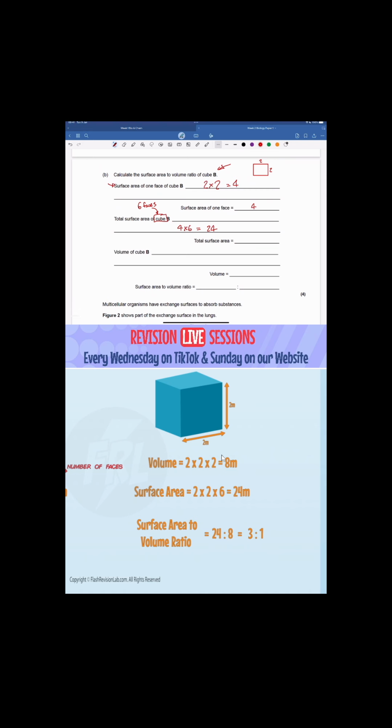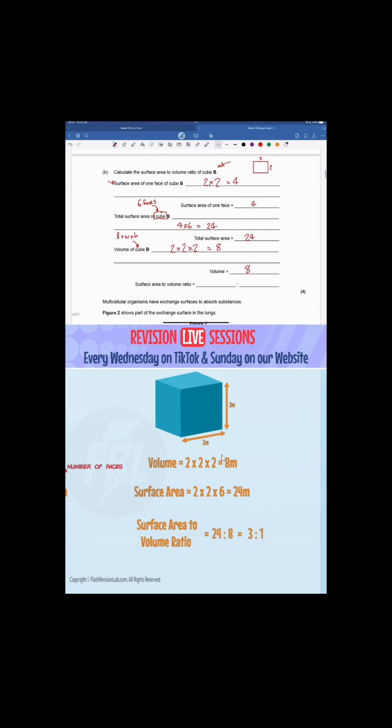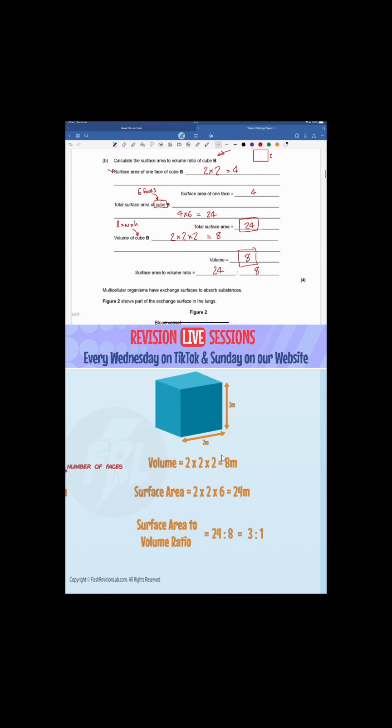To work out the volume of a cube, you want to do length times width times height. All of those are the same here. They're all 2 by 2 by 2. So just do 2 times 2 times 2, which gives you 8. So we got an answer of 4 for the first one, 24 for the second one, and then 8 for the third one. So the surface area to volume ratio is 24 to 8. Hope that makes sense. Let me know if there's anything you don't understand.